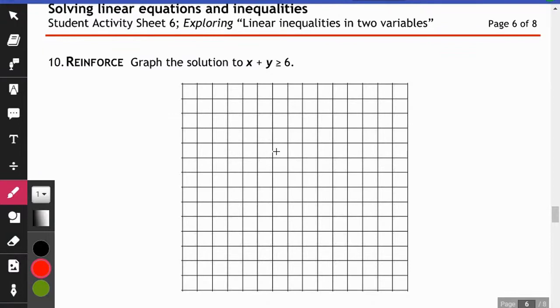Graph the solution to this. Okay, so we need to have numbers that add to make more than 6. Like 3 and 3 adds to make 6 or more. 2 and 7 adds to make 9. 5 and 17, 243 and 15. They all add to make more than 6. That's all we're dealing with here. The thing is, we just have to get used to the format of it, the way that it's being written. That's the hard part, not the understanding. That's all that it's asking for.